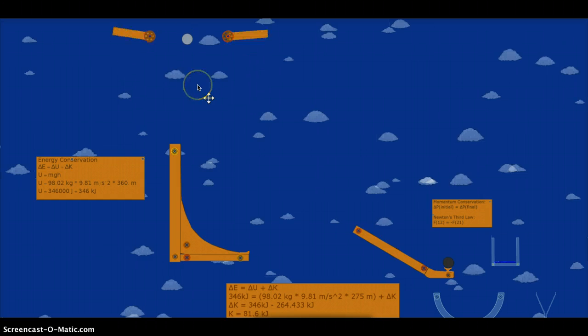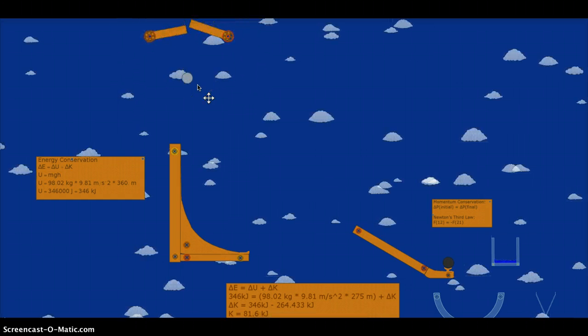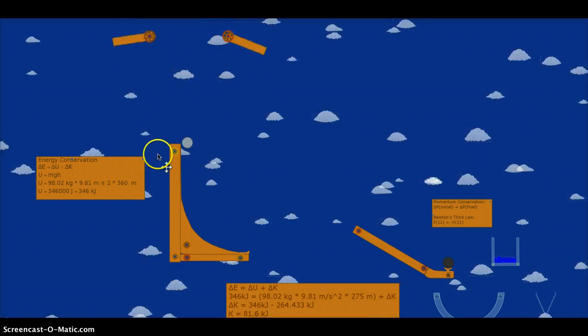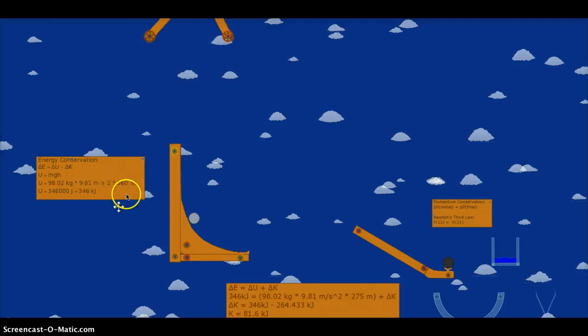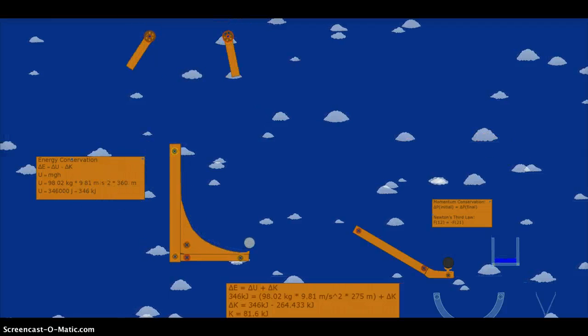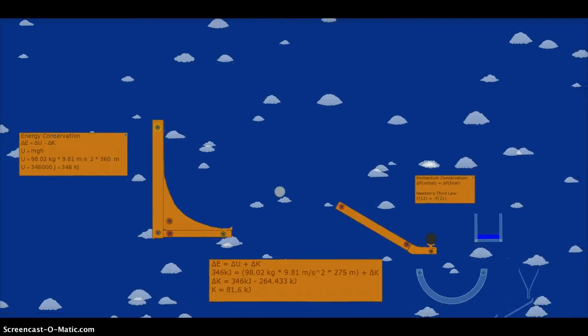The potential energy of the steel ball is converted into kinetic energy as it falls down here. And you can see the math I did over here showing that the potential energy of the ball at the very start is 346 kilojoules.